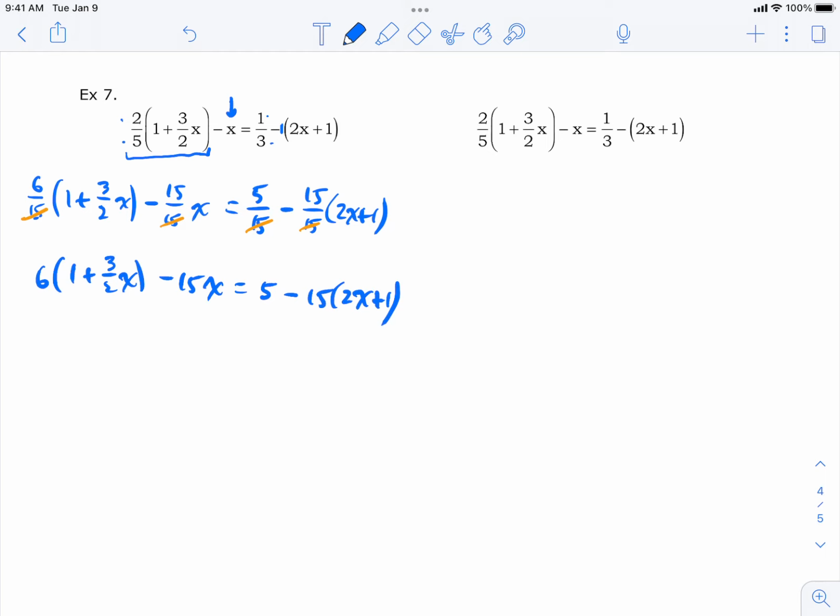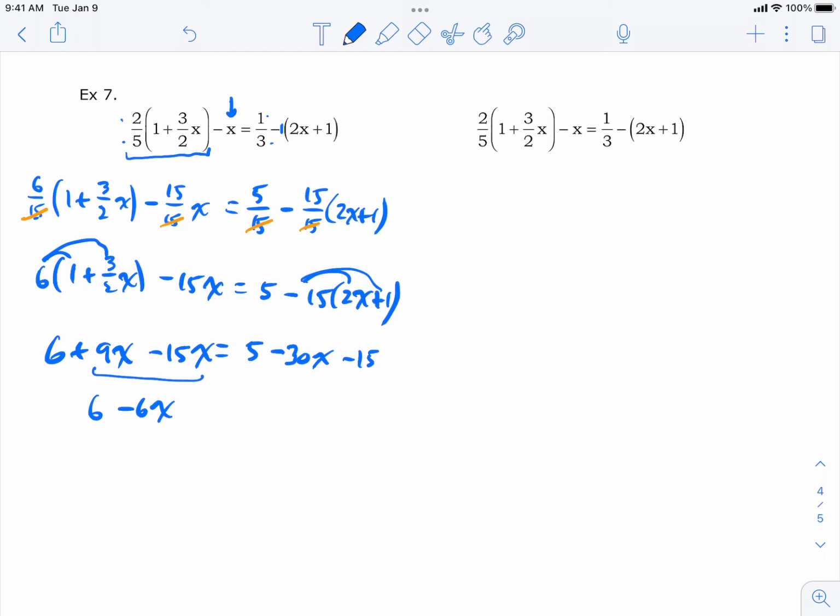Okay, let's distribute. 6 plus, and when you multiply here, the 2 will cancel into the 6 3 times. You've got a 9x. Minus 15x equals 5. Distribute again. Minus 30x and minus 15. I got a 6. And then this is a minus 6x. Right? These make a minus 6x. 5 minus 15 is a negative 10 minus a 30x.